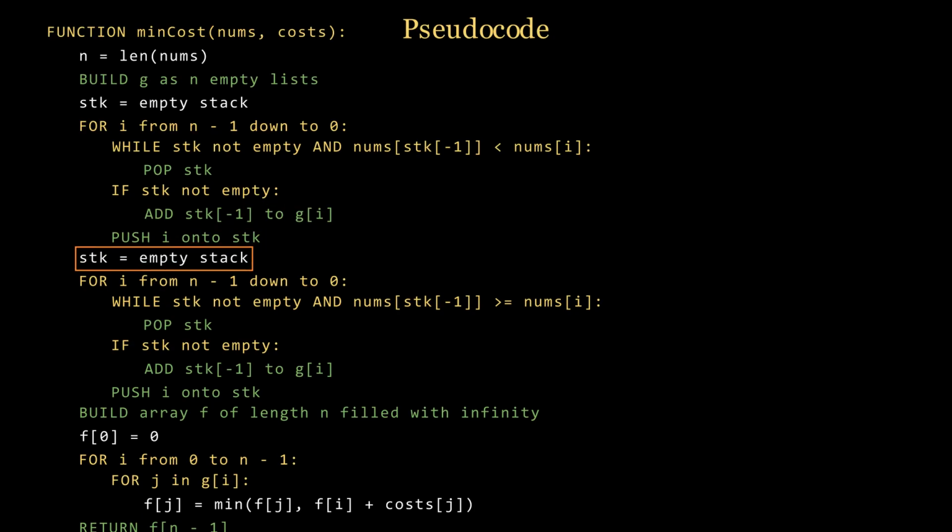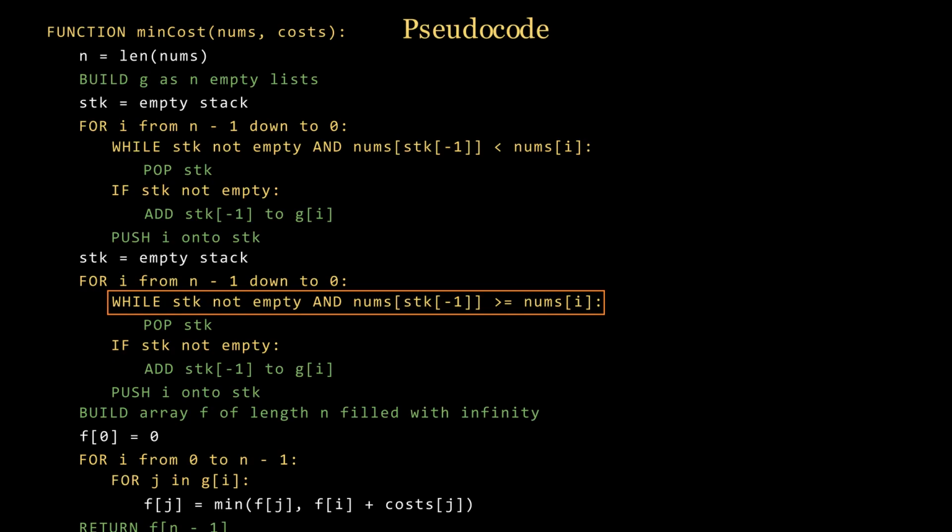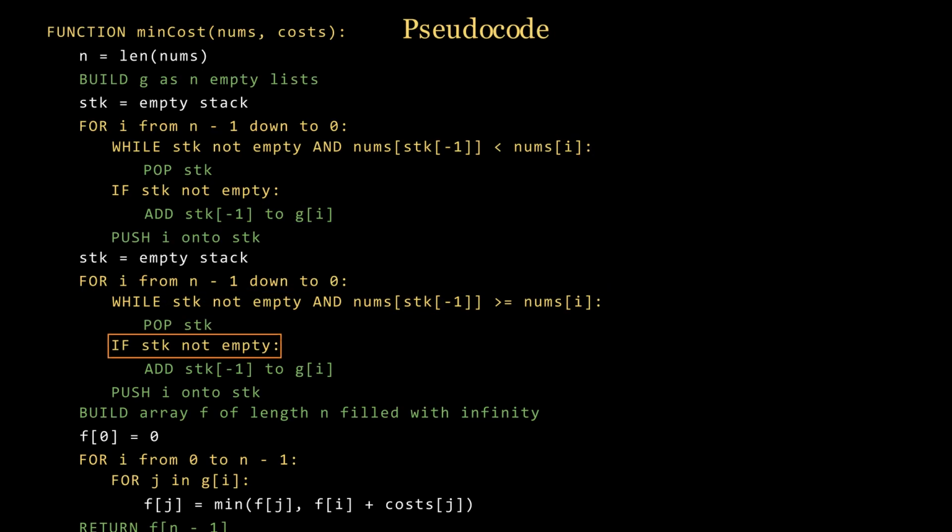Clear the stack for the second pass. Again loop I from n-1 down to 0. While the stack is non-empty and the top value is greater than or equal to nums at I, pop. If the stack is non-empty, the top is the first strictly smaller value to the right. Add that index to G at I. Push I onto the stack.